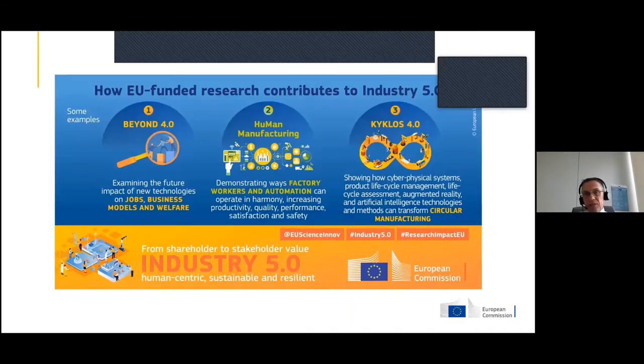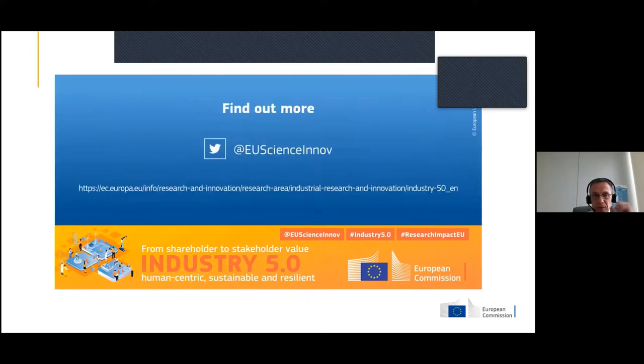And last but not least, Kyklos 4.0 is a project dealing with circular manufacturing. I think my 10 minutes is over. So if you want more information about that, I invite you to look at our webpage. There you might find the more detailed concept of Industry 5.0, and you might find other useful studies which give you a better insight.